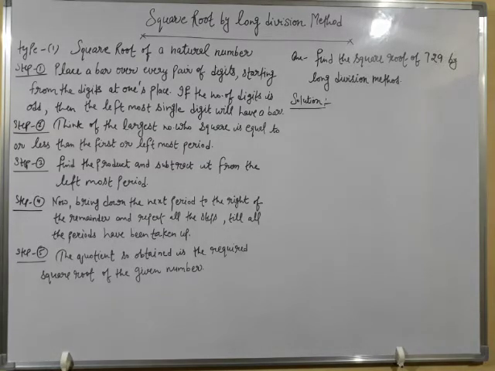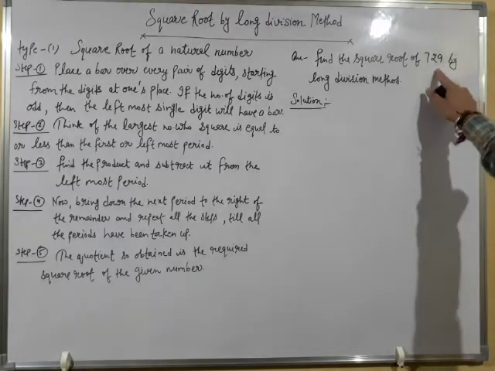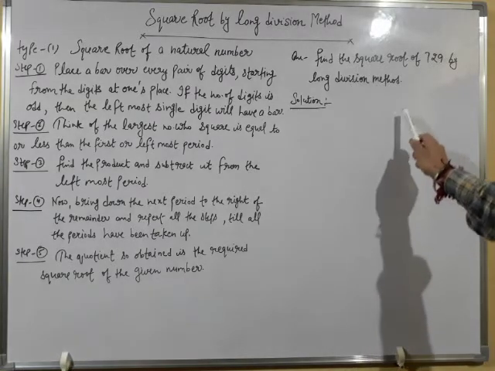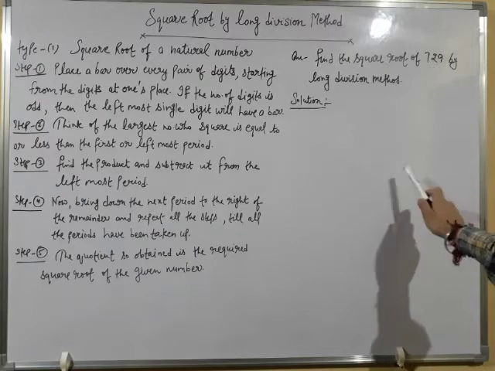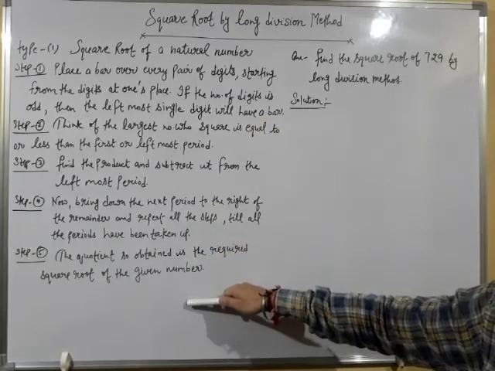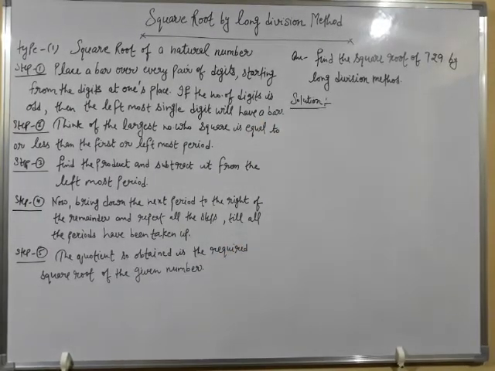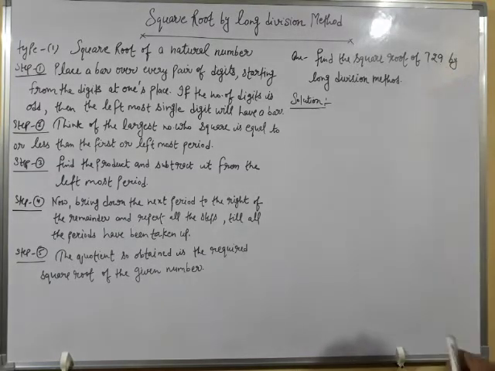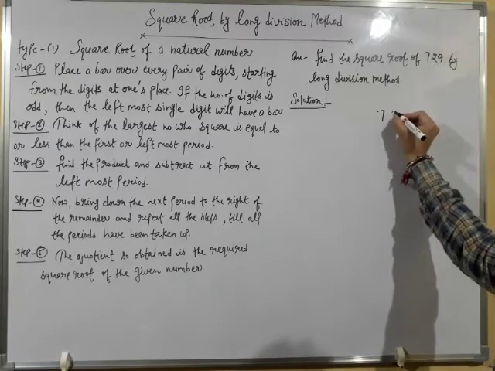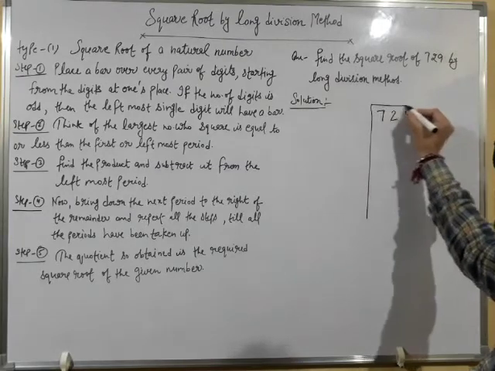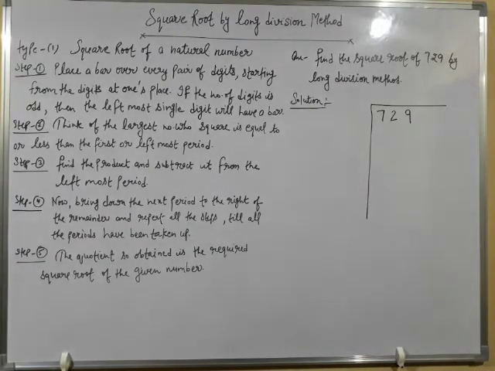So in order to find the square root of 729 by long division method, we have to follow certain steps. I have written that procedure in a few steps so that it will be easier for you to understand. First of all, we have to find the square root of 729. So we will write the digits 729 like that, and we have to cover it with one horizontal line and one vertical line.